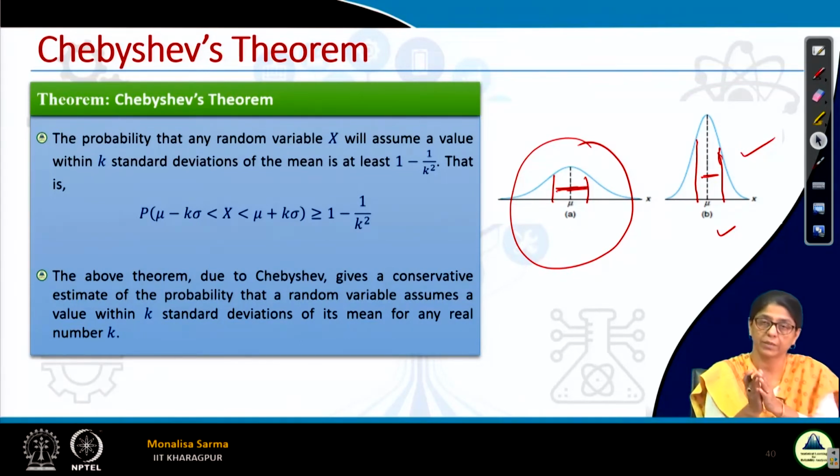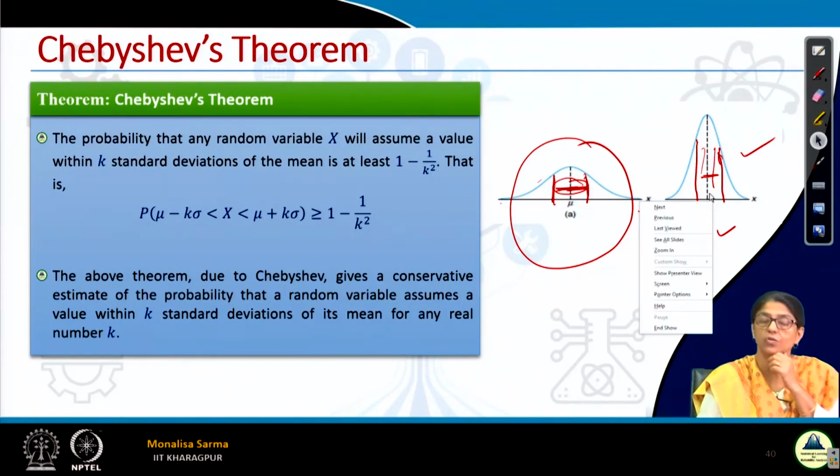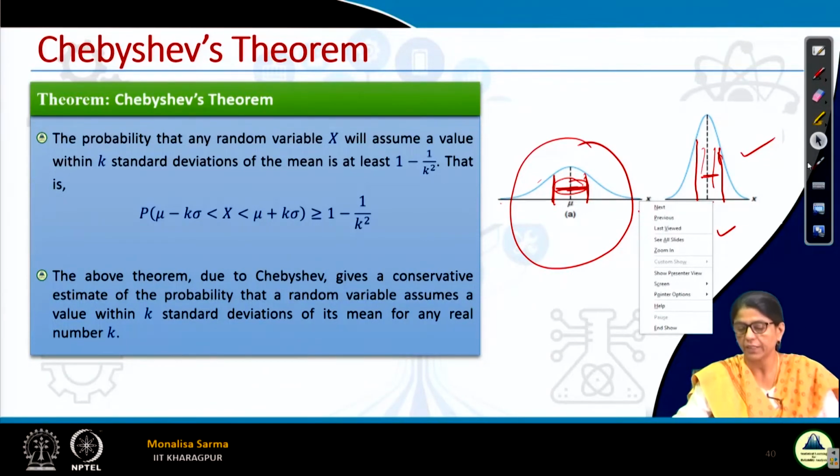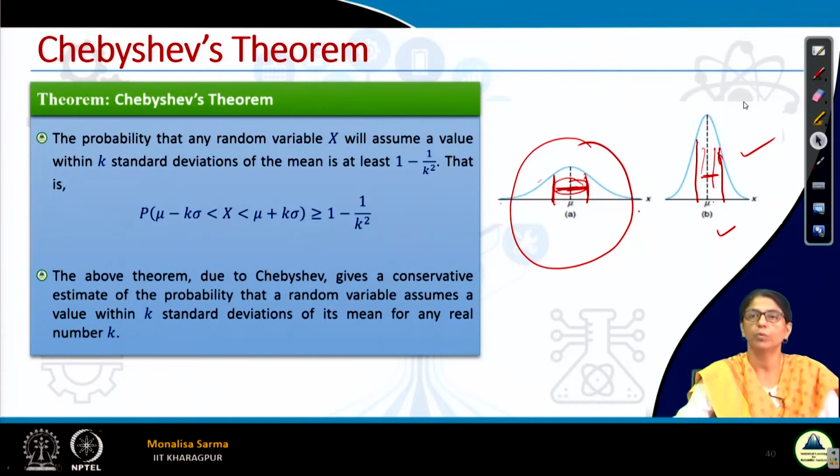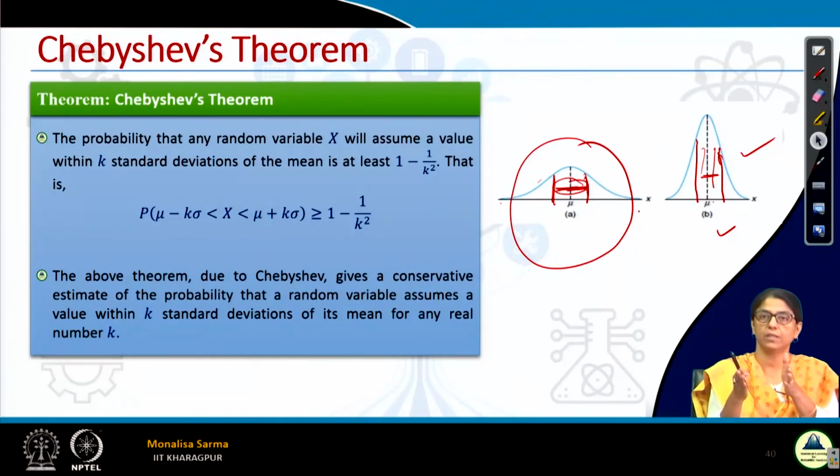Why? This probability, in case of a continuous probability distribution, is nothing but the area. Because this whole area corresponds to 1, this area will definitely be less compared to this area. So that means my probability of lying in this range will be higher. So the Chebyshev theorem basically gives a very conservative estimate of that. What is the probability of getting a value within a particular distance from mu? The Chebyshev theorem gives that.